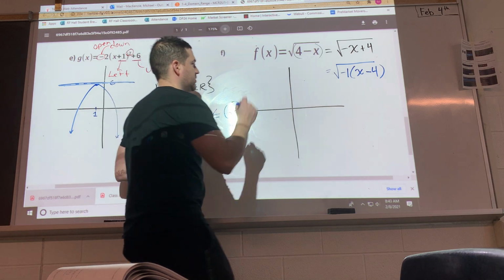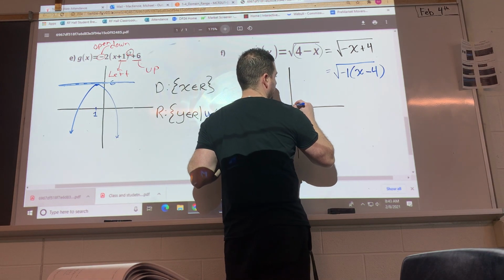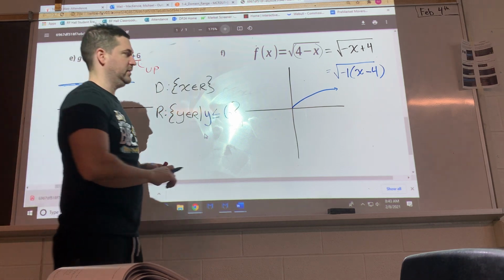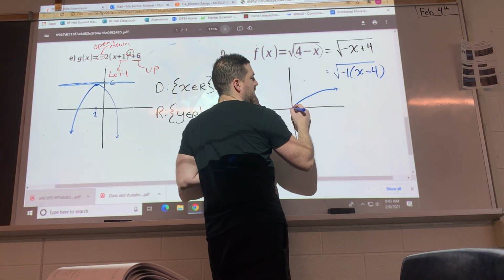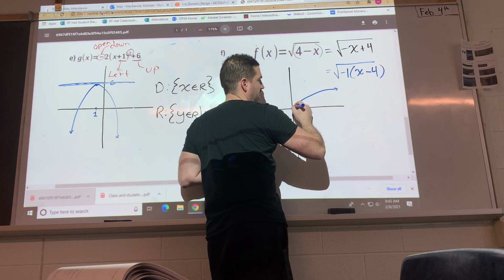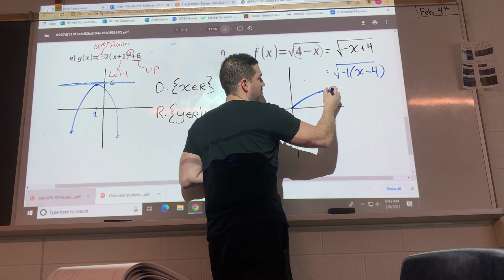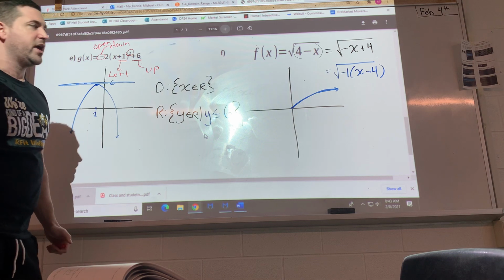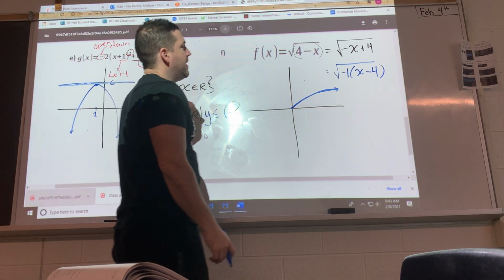Okay, so what happens? Don't copy this out just yet. I'm just going to draw the parent function. The parent function looks something like this. It starts at the origin, is only in quadrant 1, and it goes up. It's a half parabola, and it goes up towards the right.